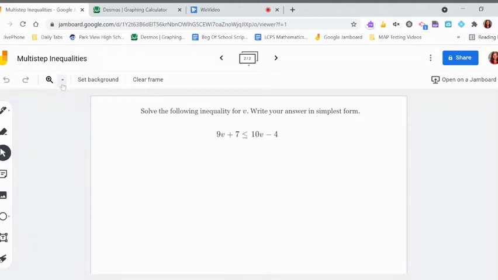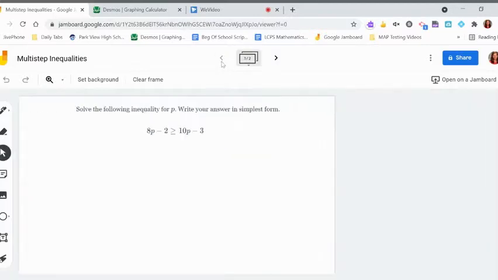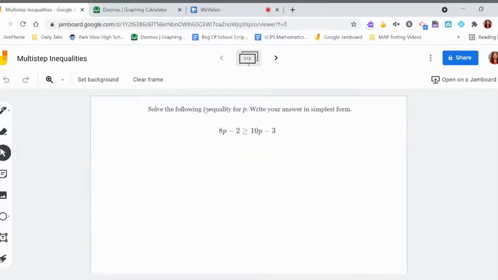In this video, we're going to look at multi-step inequalities. It'll be similar to the last topic on two-step inequalities, except now we have a bit more going on. Let's start on this slide here. It says solve the inequality for P. Write your answer in simplest form.